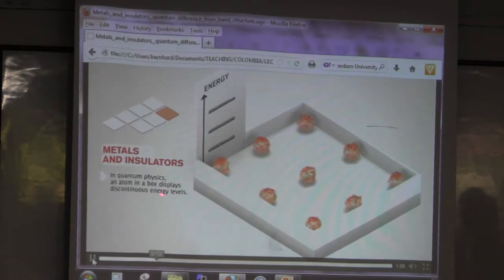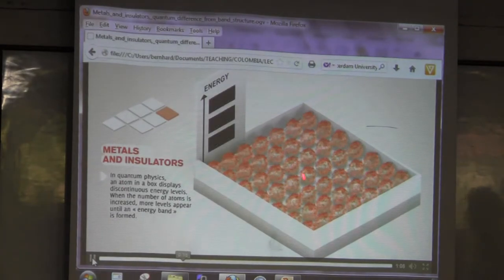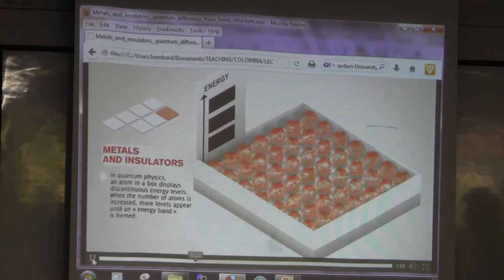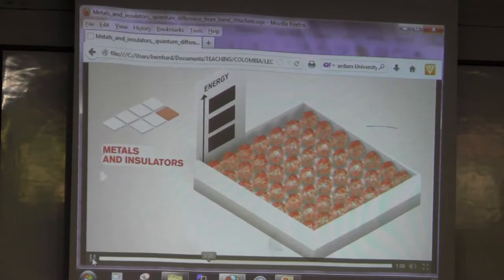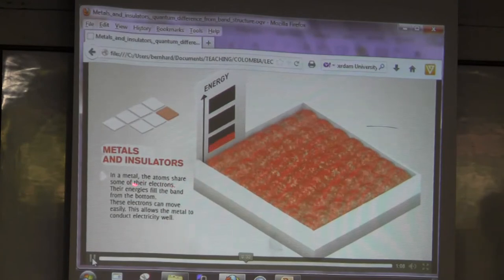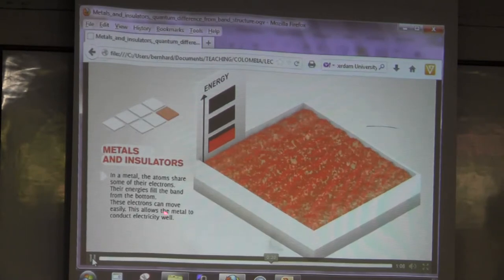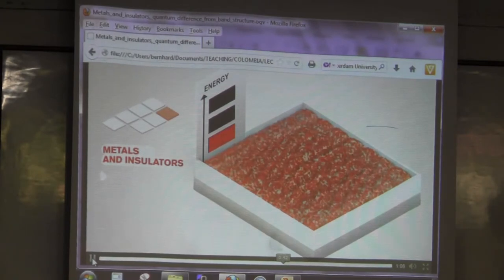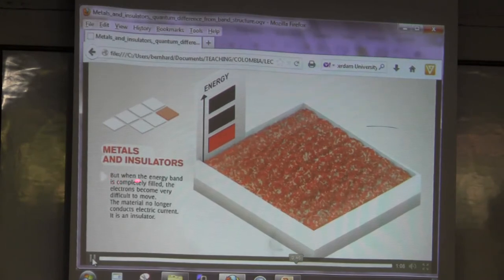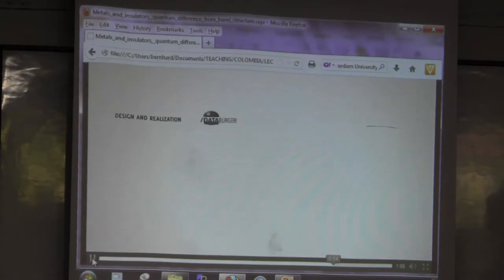In quantum physics, an atom in a box displays discontinuous energy levels. When a number of atoms is increased, more levels appear until an energy band is formed. As soon as the wave functions of the atoms overlap, the atoms share some of their electrons, and the energy is still the band from the bottom. These electrons can move easily. This allows the metal to conduct electricity well. But when the energy band is completely filled, the electrons become very difficult to move. The material no longer conducts electric current. And then you have an insulator.